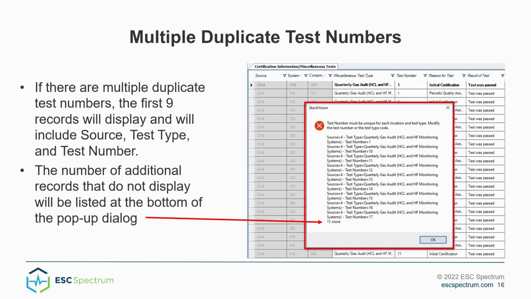The duplicate test numbers will display in a pop-up dialog, and at the bottom, you'll see any additional records with duplicate test numbers that don't display. So here at the bottom of this dialog, you see there are actually 11 more records with duplicate test numbers. The pop-up will only display the first 9 records.